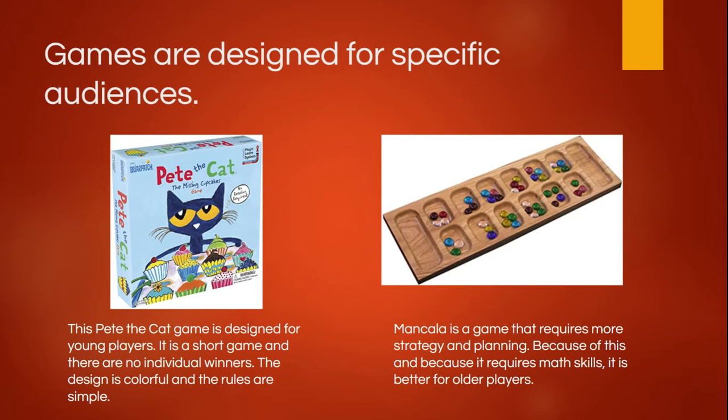So games are designed for specific people. This is really important because when you make a game, which you are about to do, you want to think very clearly about who it's for and how it could be fun for that person. So the Pete the Cat game on the left is for very young players. There's no winners. It's really about colors and just playing silly games. But the Mancala game requires a little bit more strategy and some basic math. It's way better suited for a little bit older of a person.